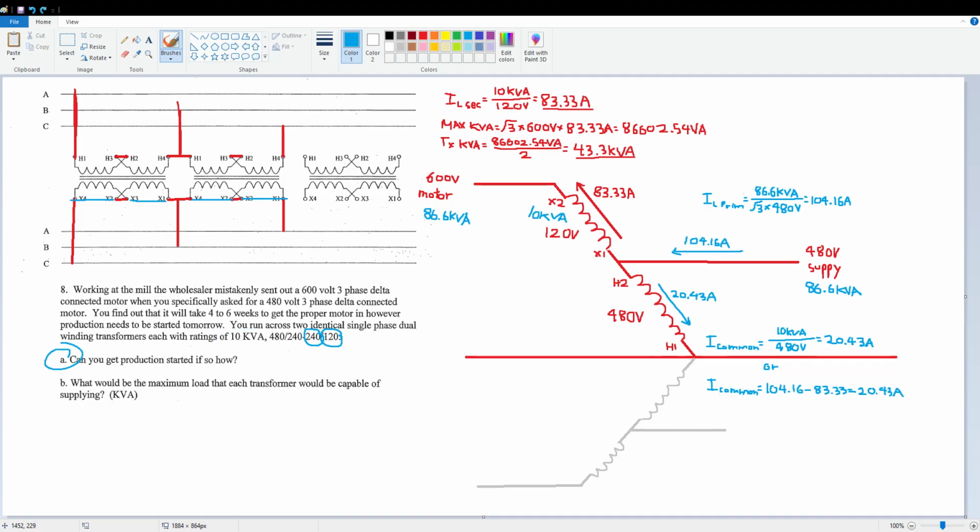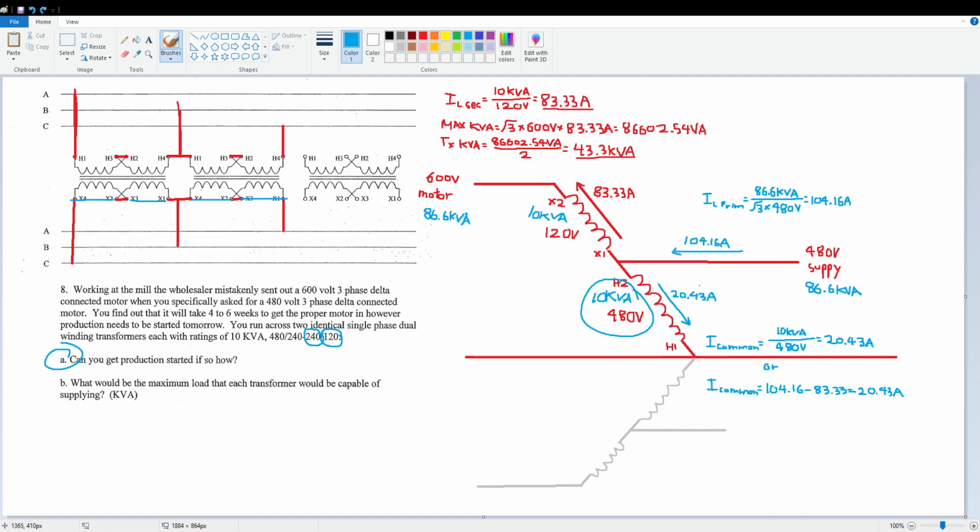All right, now I'm going to go over how to find the current for this winding and the supply. It's the same thing for here. This is 10 kVA, right? Same transformer, 10 kVA, 480 volts. What can we do with this? Well, we have to remember it's an open delta, so we just think about it as a single phase transformer. 10 kVA, and then we have 480 volts. And we get 20.43 amps going down.